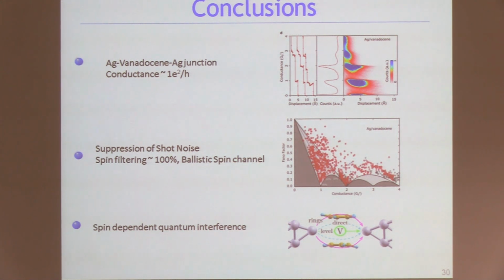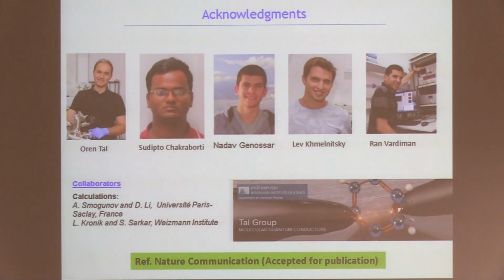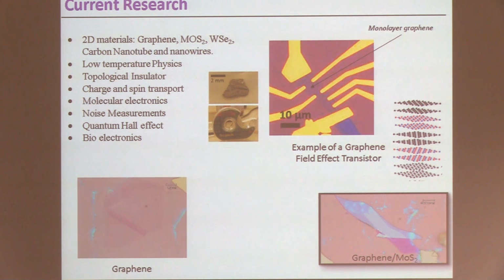So in the last two minutes, I'll just show my recent work, what we are doing. This is the previous group, the experimental colleagues who helped us, and this is my current research. My background is from two-dimensional graphene and other 2D materials, and I also worked on topological insulators. If someone is interested, I can talk to them. So we are now working on 2D materials like graphene, MoS2, their hybrid structures, low temperature physics, charge and spin transport, and we are exploring many things.